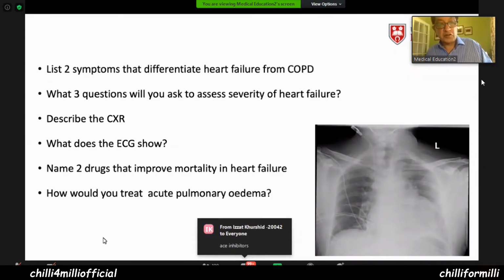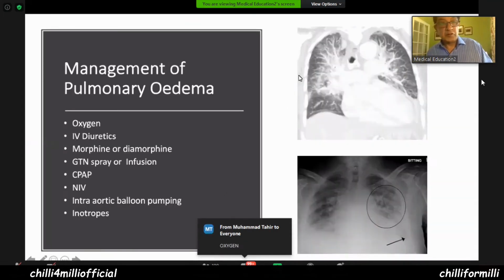How would you treat acute pulmonary edema? Right, okay. Let me show you how you manage pulmonary edema. Oxygen, IV diuretics, morphine, GTN spray, CPAP if they are desaturating, NIV if they are in type 2 failure, intra-aortic balloon pumping, that is all ITU stuff. Inotropes, again ITU stuff. So that is your management of pulmonary edema.